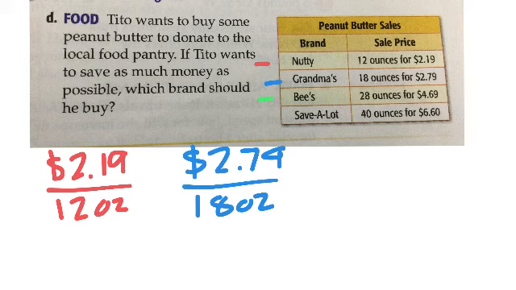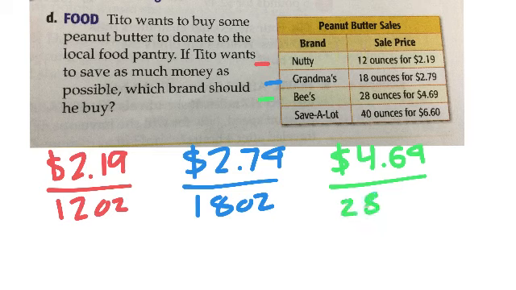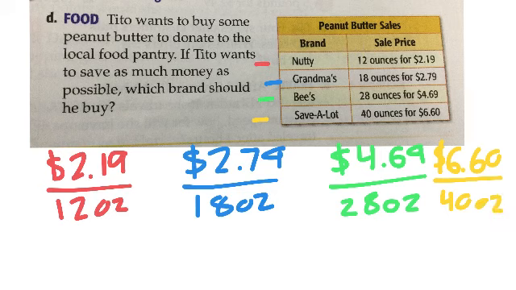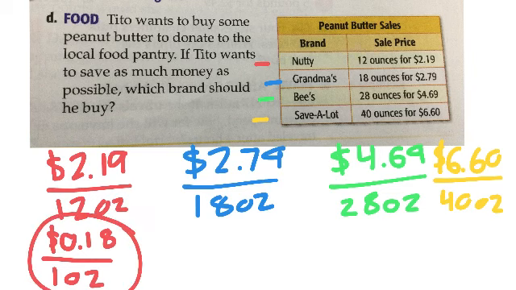For B's peanut butter, it would be $4.69 over 28 ounces. And then for Save-A-Lot brand, it would be $6.60 over 40 ounces. Okay, so we would simplify each one of these unit rates. So the red one, we would do $2.19 divided by 12. That would give me 0.1825, which again, rounded to 2 decimal places because it's money, is 18 cents for 1 ounce of Nutty brand peanut butter.